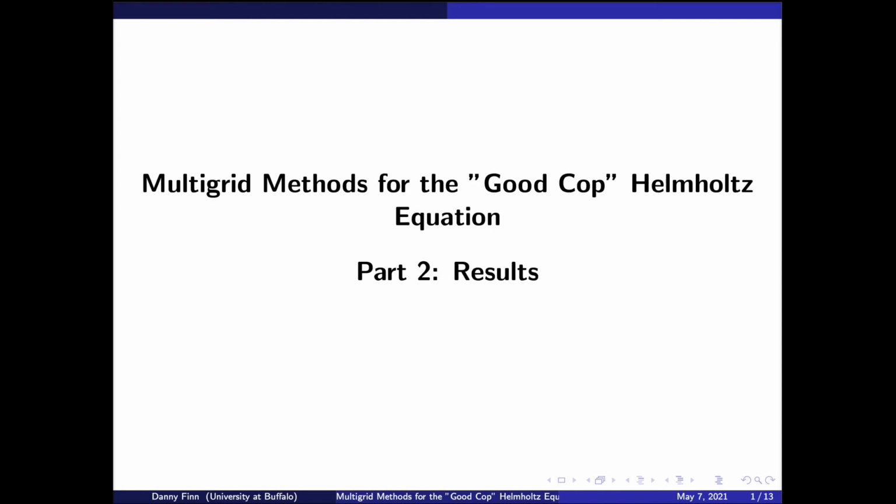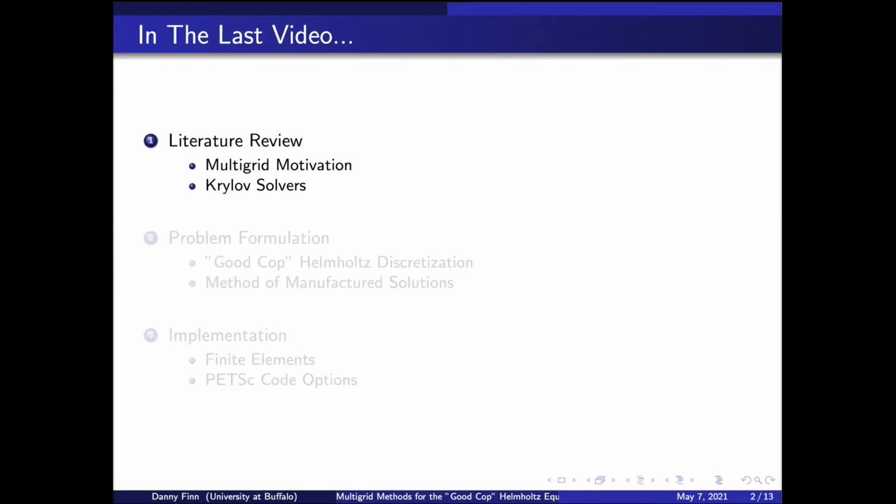Hello everyone. So this is part 2 of a video series on the multigrid methods for the Good Cop Helmholtz equation. In the previous video, we talked a little bit about the basic literature review: what exactly Krylov solvers are, how the multigrid method can lead to such extreme speedups in our code, and why we care about the multigrid method. And we also talked about our problem formulation.